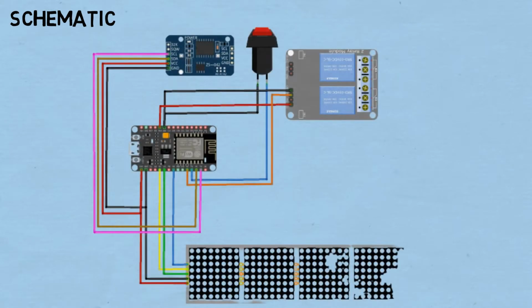Okay, next is the schematic. Follow this schematic to wire all devices to the ESP device such as the real-time clock, LED matrix, button, and relay.